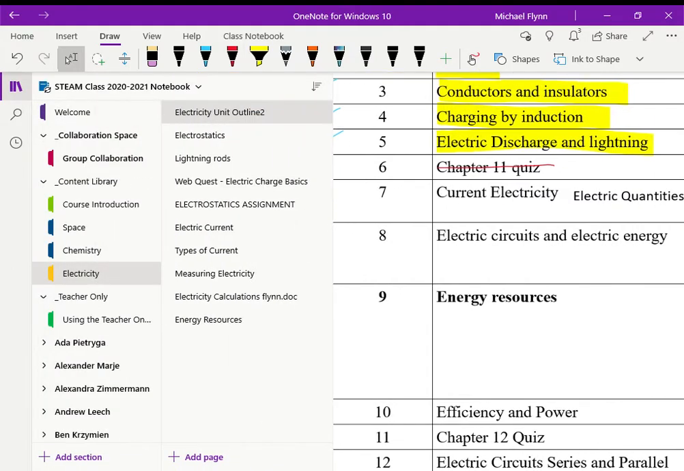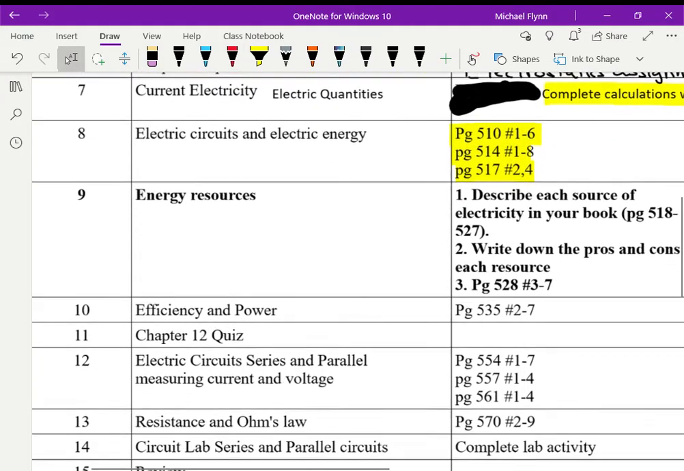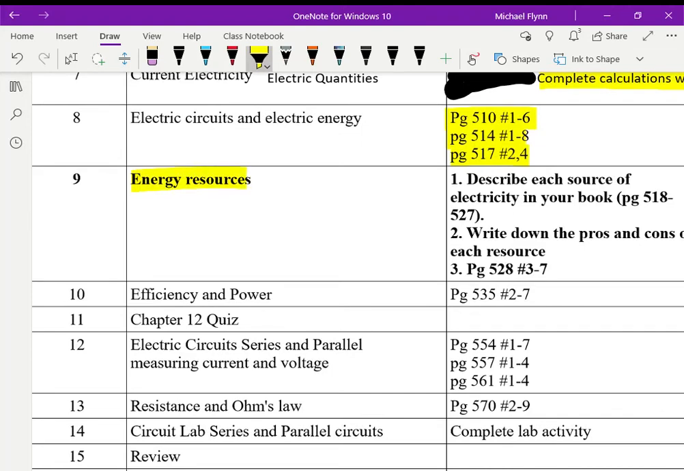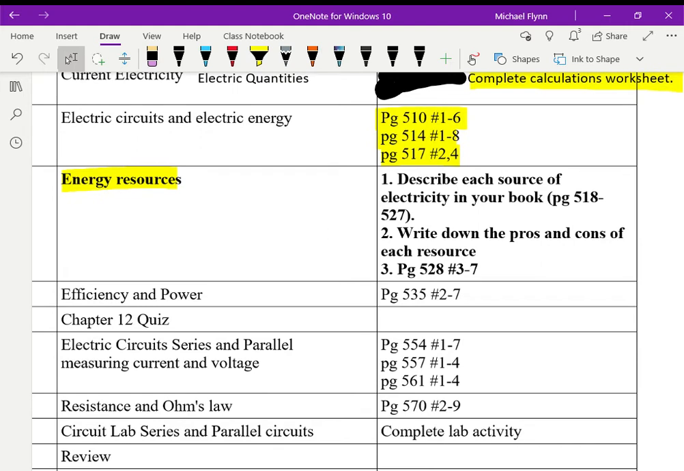Before we move away from this, today we're going to be talking about energy resources. These are the things that we use to generate electricity. In your textbook on pages 518 to 527, you will see various things that we use to generate electricity. I'm going to do one of them with you today. I'll describe one way of generating electricity in the notes, and I'll show you what I expect, and you'll know what to do yourself then. And then you write down the pros and cons. I'm asking students to try to find 3 pros and 3 cons.